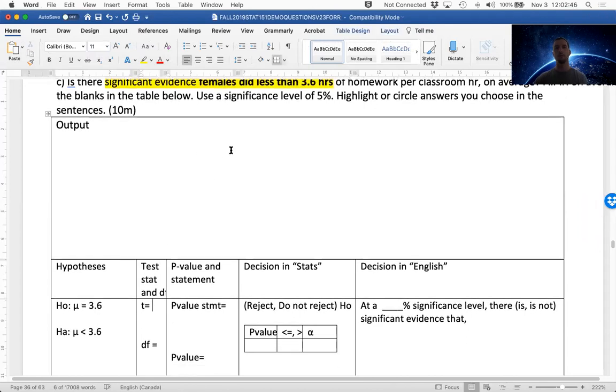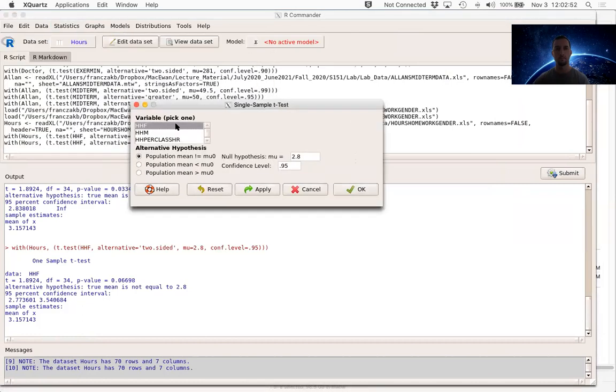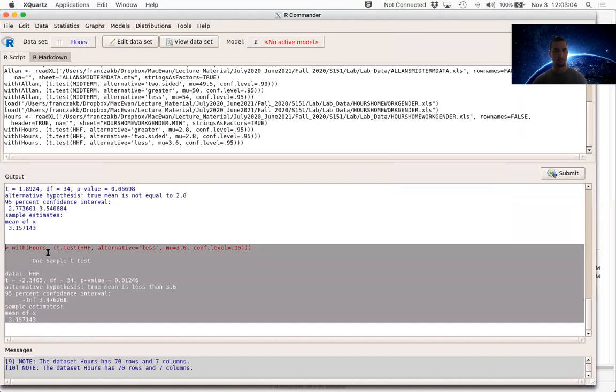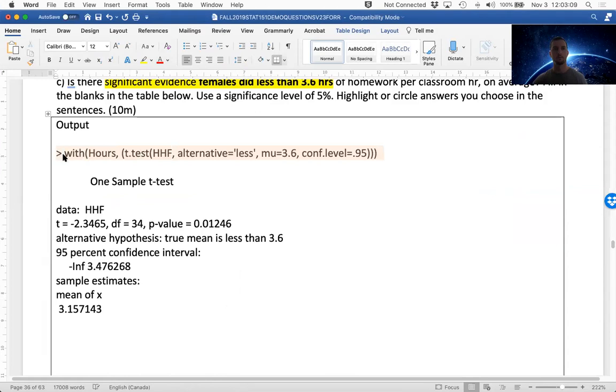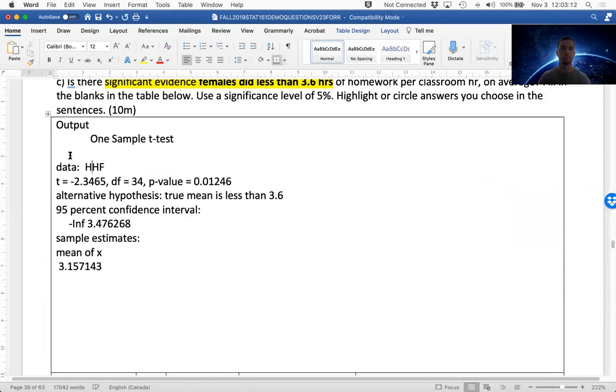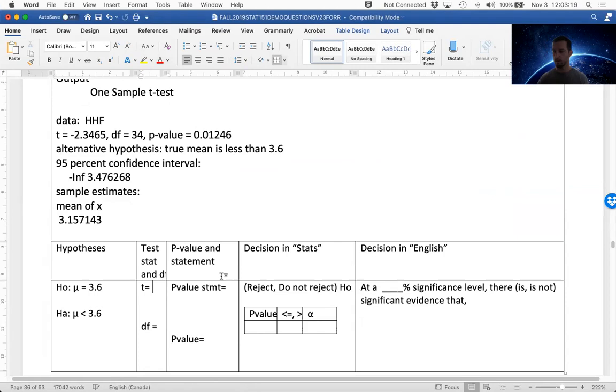So in R, we would go statistics, means, single sample t-test, same variable. We're now in a less than situation. This is now 3.6 instead of 2.8. And we're at the same confidence level. So we click OK. All right, so here we have our T value, which is negative 2.34.